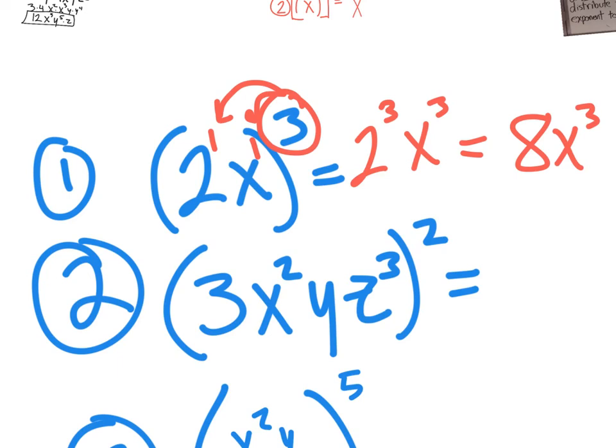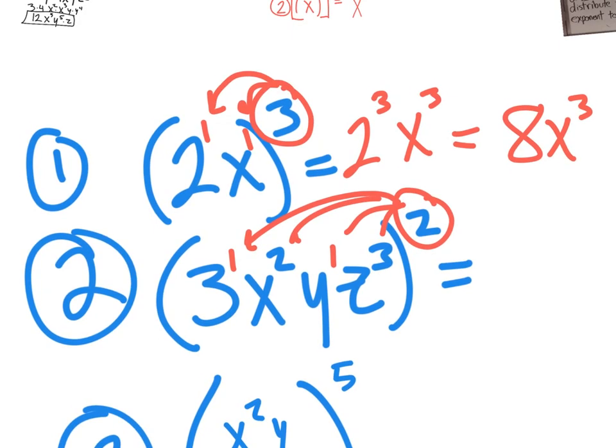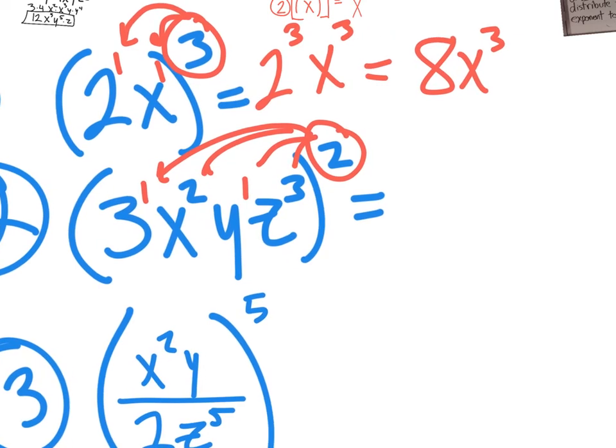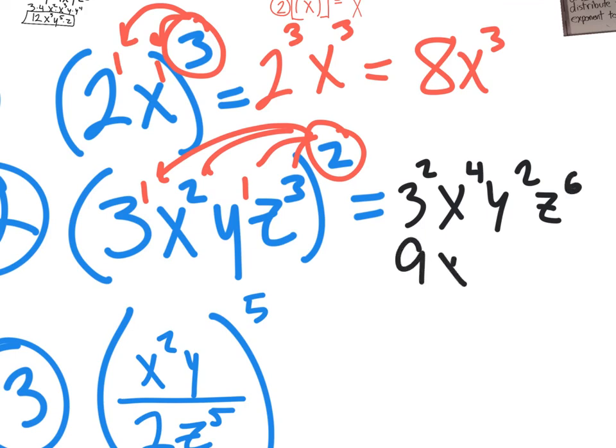Number 2, let's take that outside exponent 2 and distribute it to each and every exponent on the inside. There's an invisible exponent of 1 right there and an invisible exponent of 1 on the y also. So take that 2, put it there on the 2, on the 1, and on the 3. Now, power to a power, you do multiply, so you're actually multiplying through. So you're going to get your answer, which is 3 squared x to the fourth, y to the second, z to the sixth. And the only other thing you could do is write it as a 9, x to the fourth, y to the second, z to the sixth. Because 3 squared is 9.